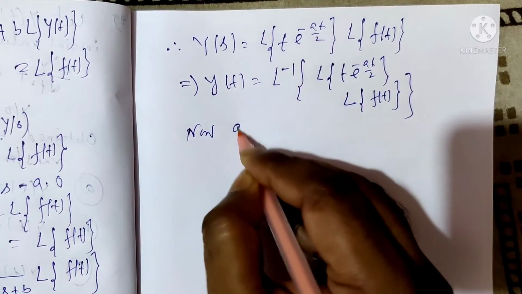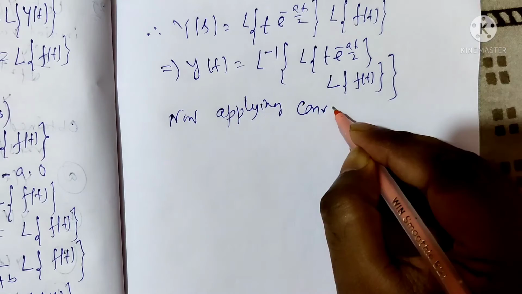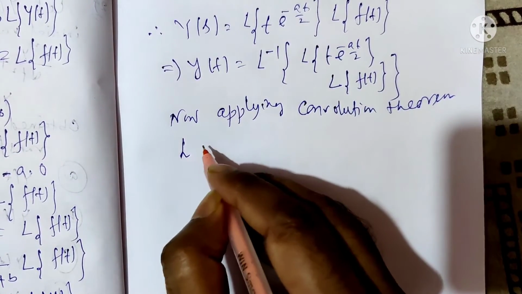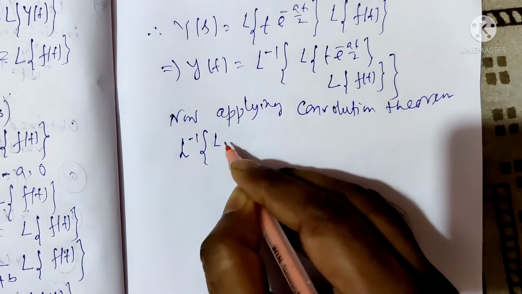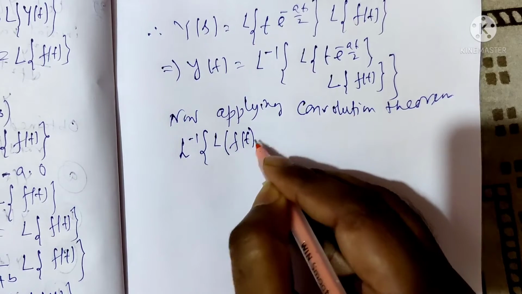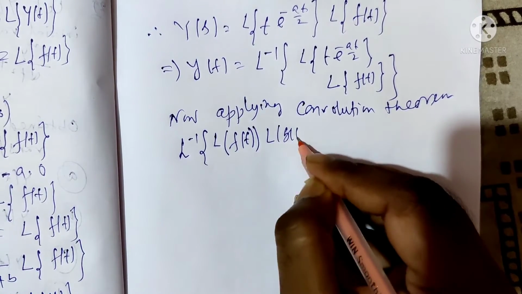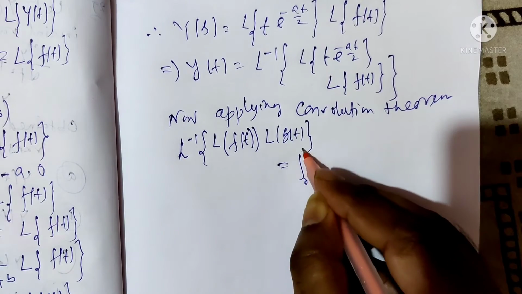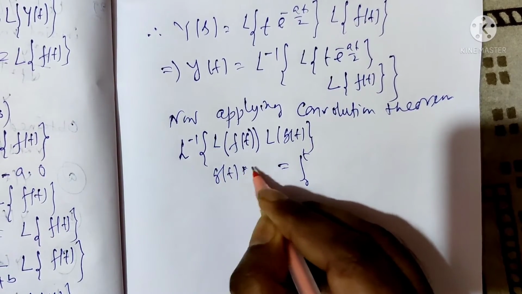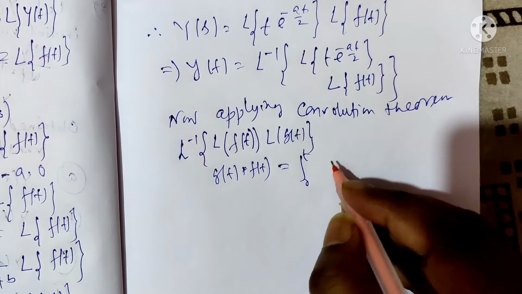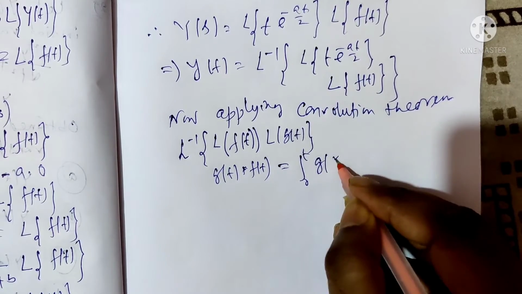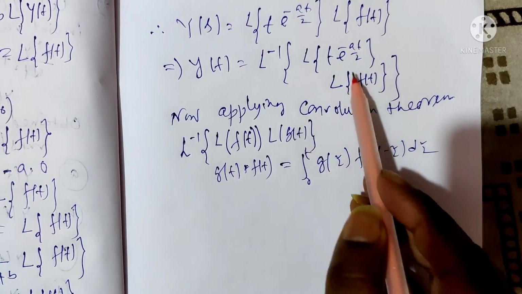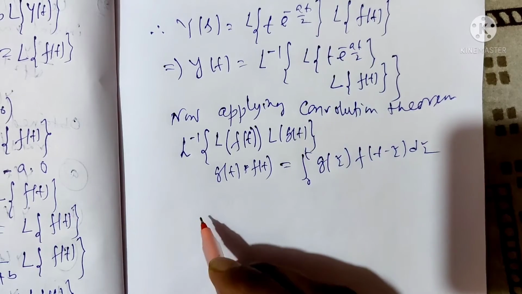Now, applying the convolution theorem, the inverse Laplace transformation of the product of the Laplace transformation of f t and the Laplace transformation of g t equals the integration from 0 to t of g of tau into f of t minus tau d tau. Here g t is this and f t is this.